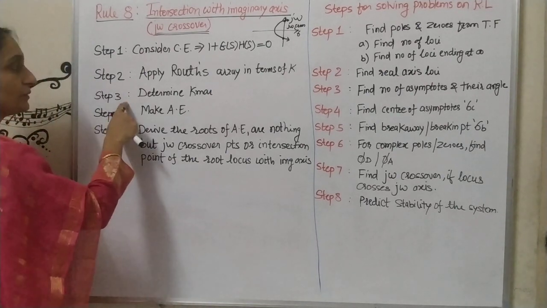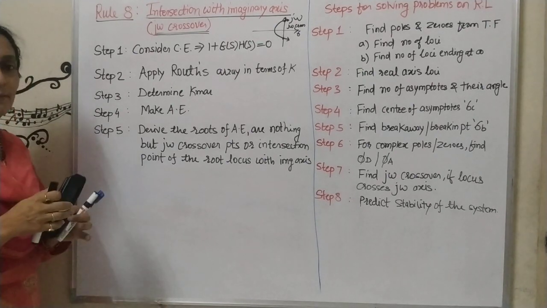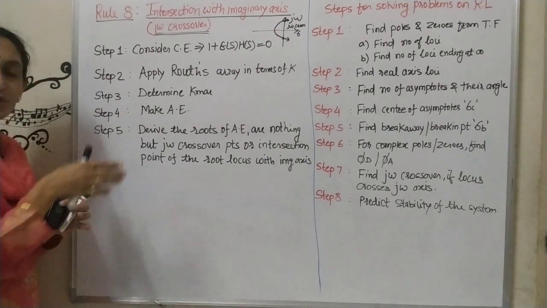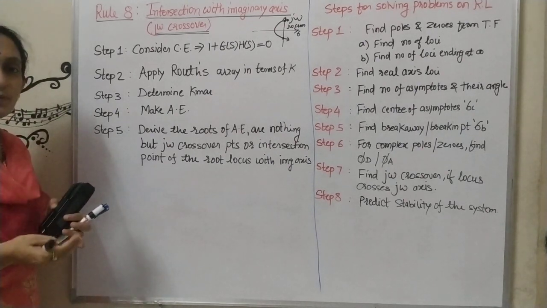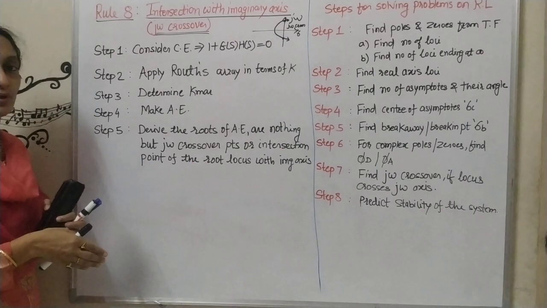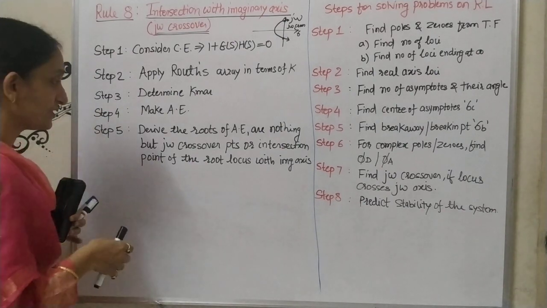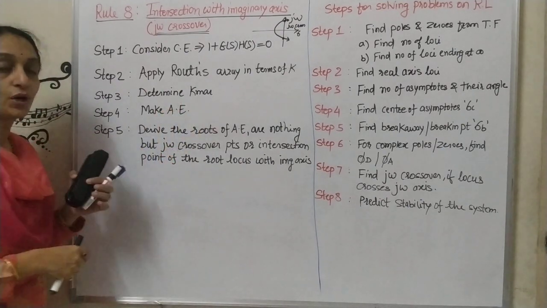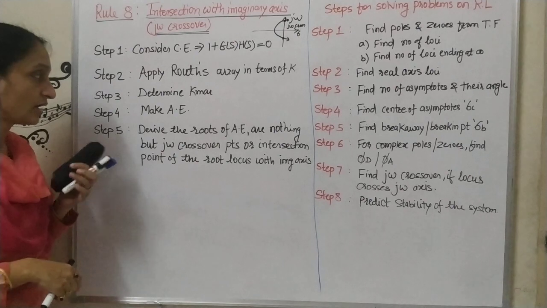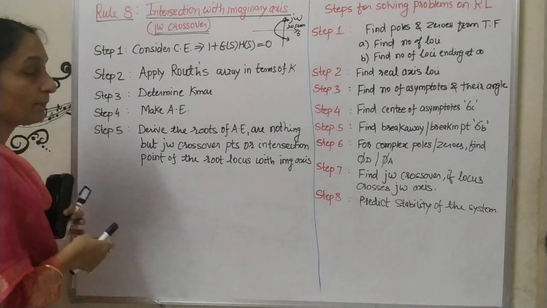Okay, step number 3, determine k marginal. So we know that from Routh Stability Criteria we are assuming the first column of Routh array. For the system to be stable, all the elements in the first column of Routh array should be positive. There should not be any sign changes. In that case, suppose any term is in terms of k, we are assuming that this k is positive. Then only you can calculate k marginal.